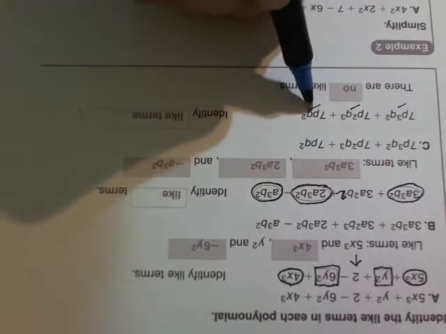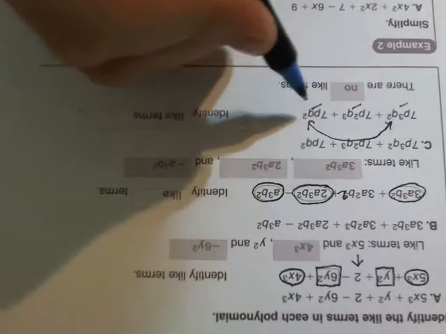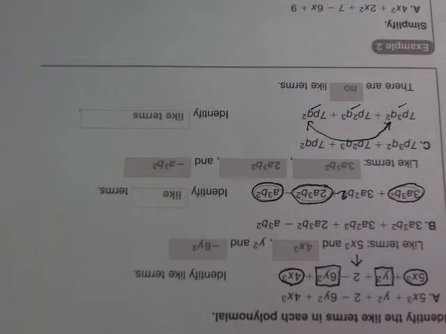As we go ahead and take a look at part C, we've got 7p cubed q squared plus 7p squared q cubed plus 7pq squared. Well, here we don't have any matches at all, so there are no like terms. This one has p cubed, this one has p squared, and this one has regular old p. Since none of those match, we can guarantee just based on that fact that there are no like terms. We would see again that these outside terms both have q squared in them, which is great, but the problem is they don't match the p terms here, so there are no like terms.